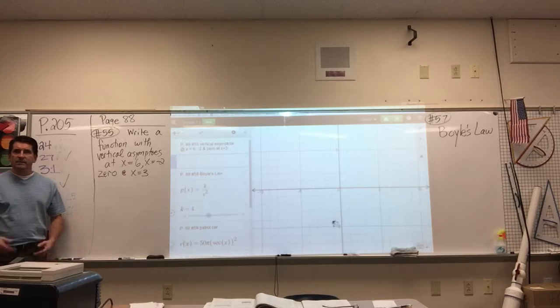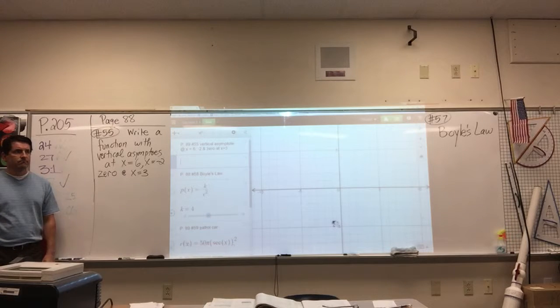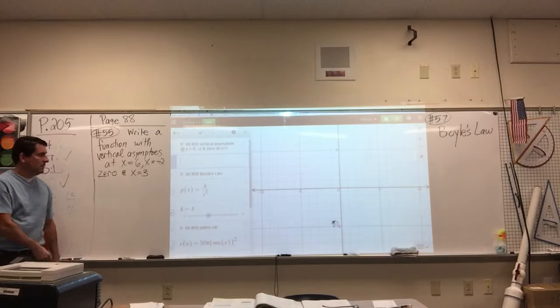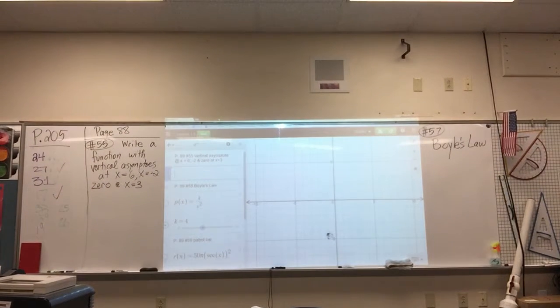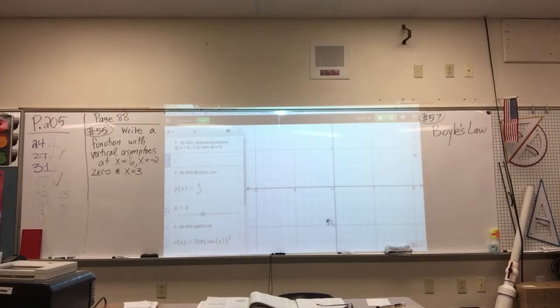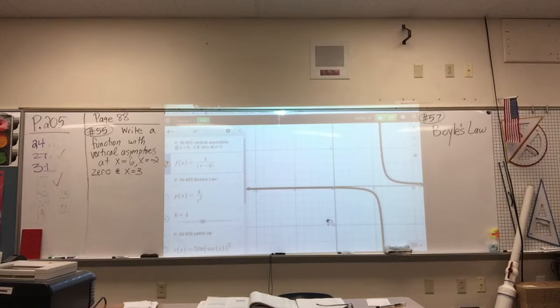How do you get an asymptote at a specific number? How do you get one? How do you force one? Make the denominator 0 at that x value, right? Okay, so let's try to do that. So I'm going to generate it right here. If I want to have an asymptote at x equals 6, then what I would do is I would make x minus 6 in the denominator.